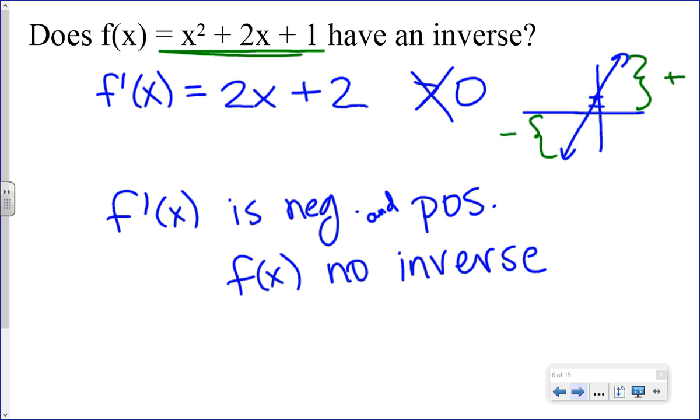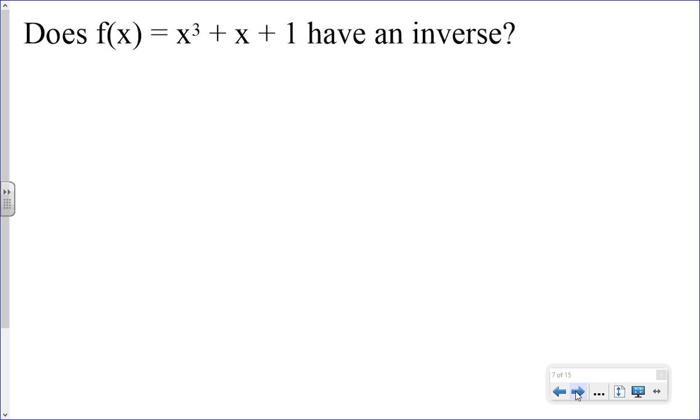Now, once we get into polynomials higher than degree 2, we could have something like x cubed that is always increasing, or we could have a cubic function that turns twice. Do you agree? Okay, we don't know. And so we're going to have to either graph it, or we can use calculus to save us some time with graphing. So, does x cubed plus x plus 1 have an inverse? We know that a cubic function could have up to 2 turns, or could not have any turns. So, instead of graphing it, let's use some calculus.